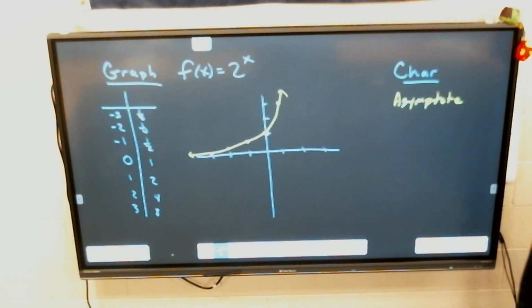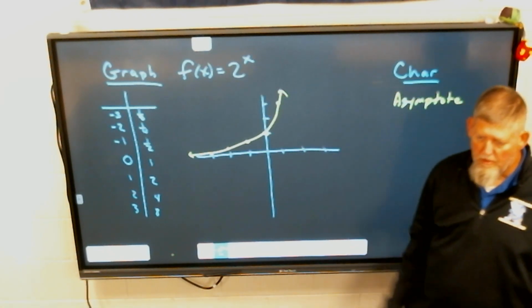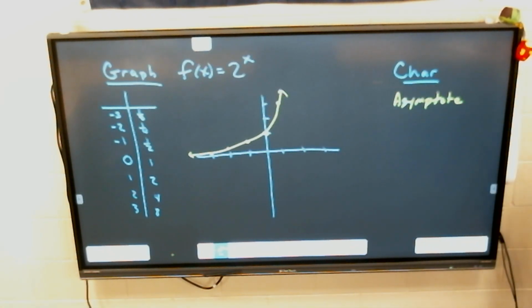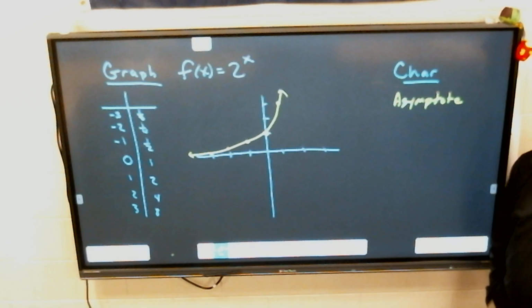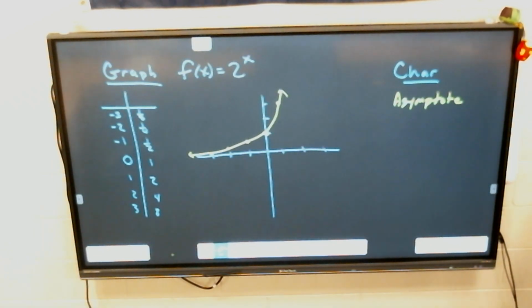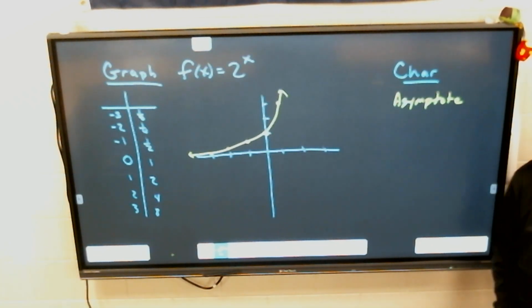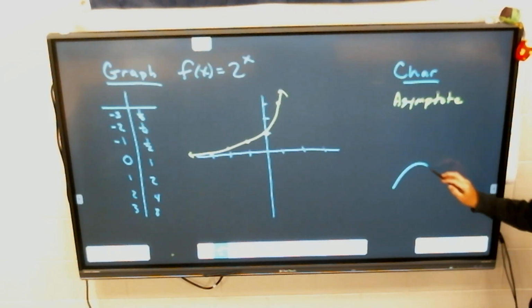Okay, what else? Multiples of 2. They are multiples of 2, in this case, because it's multiples of the base. Okay, what else? It's something the quadratic has that this does not have. Remember, the quadratic function looks something like that, right?